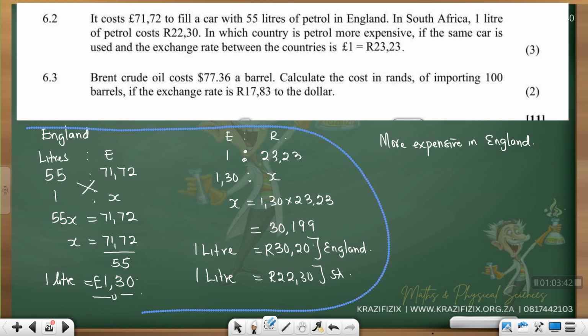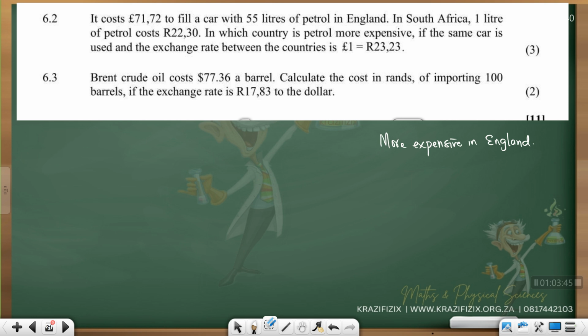Okay, Brent crude oil costs 77 dollars 36 cents. Calculate the cost in rands if importing 100 barrels if the exchange rate, okay, let's go back again. Brent crude oil costs that for 1 barrel. So when they say a barrel, it means 77 dollar 36 cents for 1 barrel. Calculate the cost in rands of importing 100 barrels if the exchange rate is 17. Now there are two ways here. It's either I find the cost of 100 barrels. So I could do it like this.